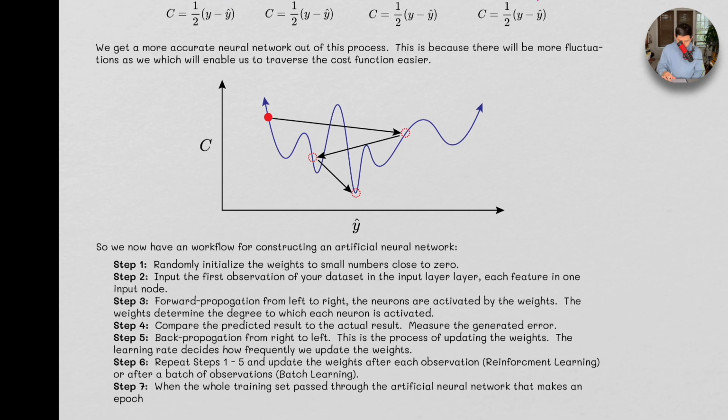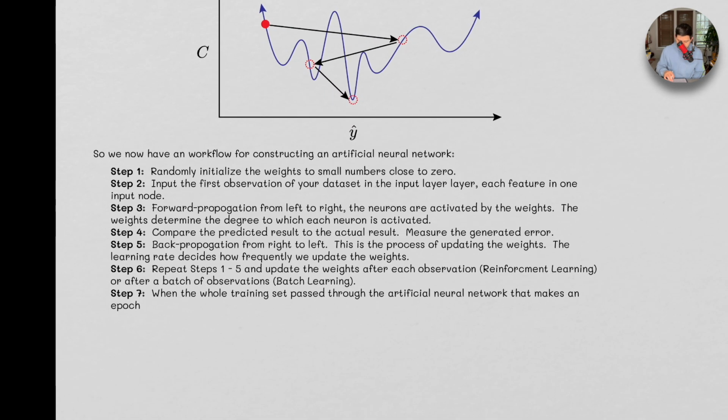Okay. So now we have a workflow for constructing an artificial neural network. Randomly initialize the weights to small numbers close to 0. Input the first observation of your dataset into the input layer. Each feature is one input node. Step 3 is going to be forward propagation from left to right. The neurons are going to be activated by the weights. The weights determine the degree to which each neuron is activated.